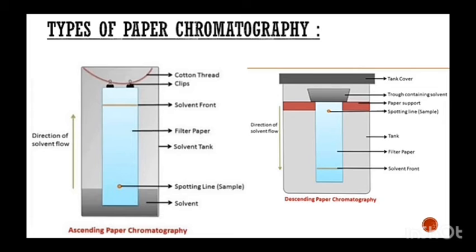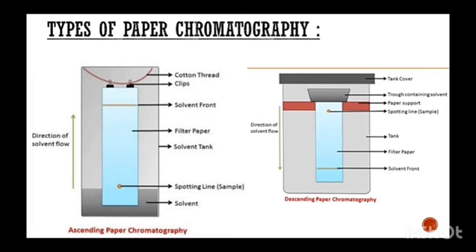Then, the types of paper chromatography. Paper chromatography has mainly 4 types: ascending paper chromatography, descending paper chromatography, radial paper chromatography, and two-dimensional paper chromatography. The first one is ascending paper chromatography. In this type, the solvent travels up the stationary phase against gravity. See, here the direction of flow of the solvent is upward and it is against gravity. Hence, it has the name ascending paper chromatography.